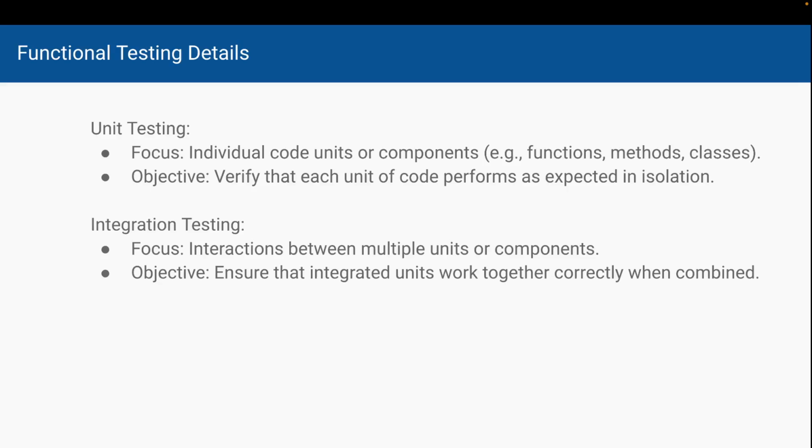Okay. Second one is integration testing. It focuses on interactions between multiple units or components. The objective of integration testing is to ensure that integrated units work together correctly when combined. So you can say unit testing is testing individual components or modules, while integration testing is to ensure different modules work together correctly.